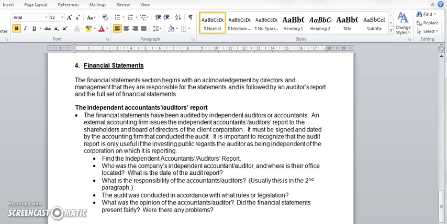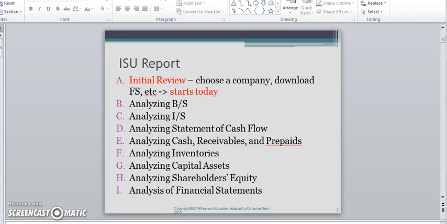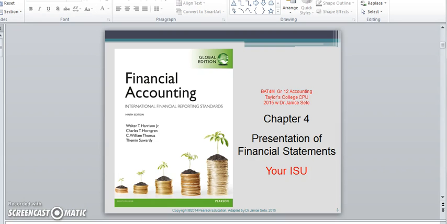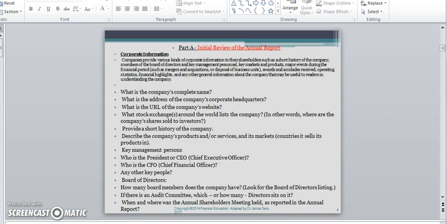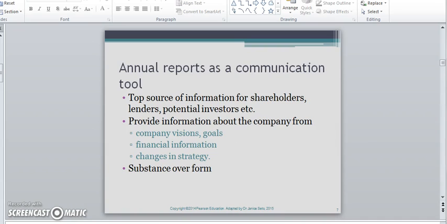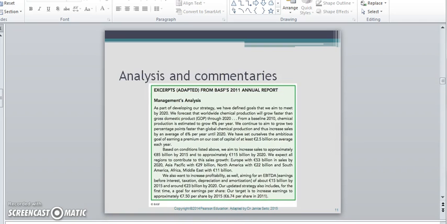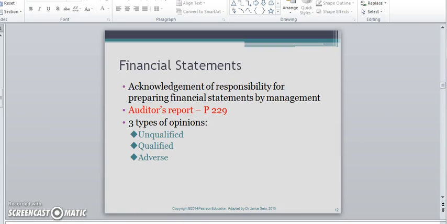And let me just go over here. So anyway, let me just go down to where we were before. And let me just go to, there we are, auditor's report.